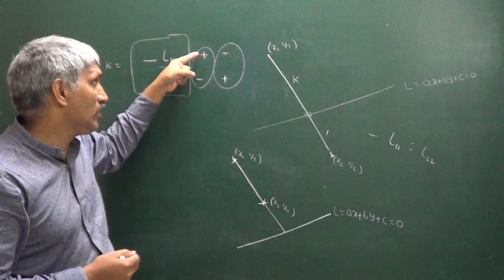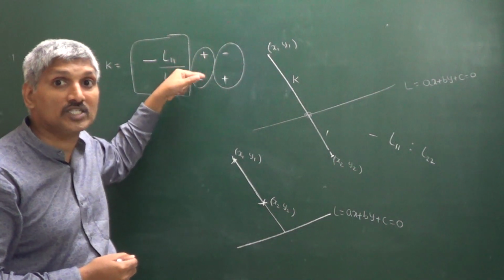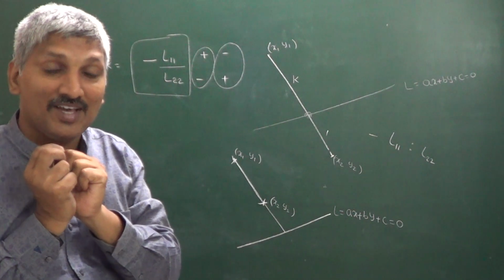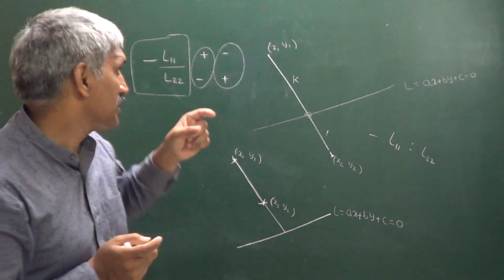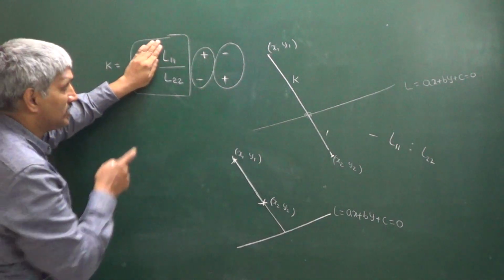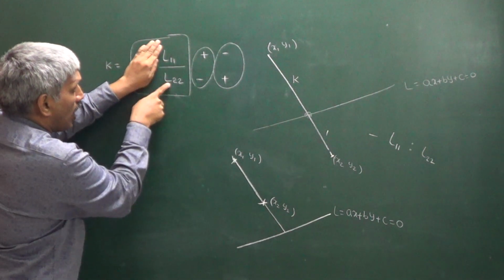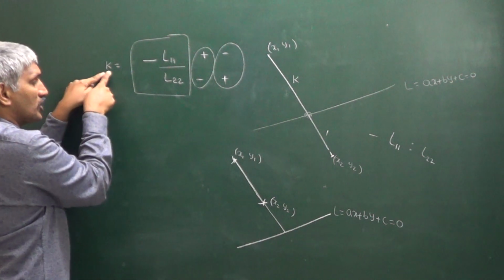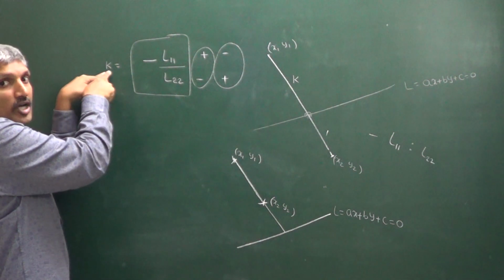So for internal division, L11 and L22 must have opposite signs. When these two are of opposite signs, the k value you get is positive.